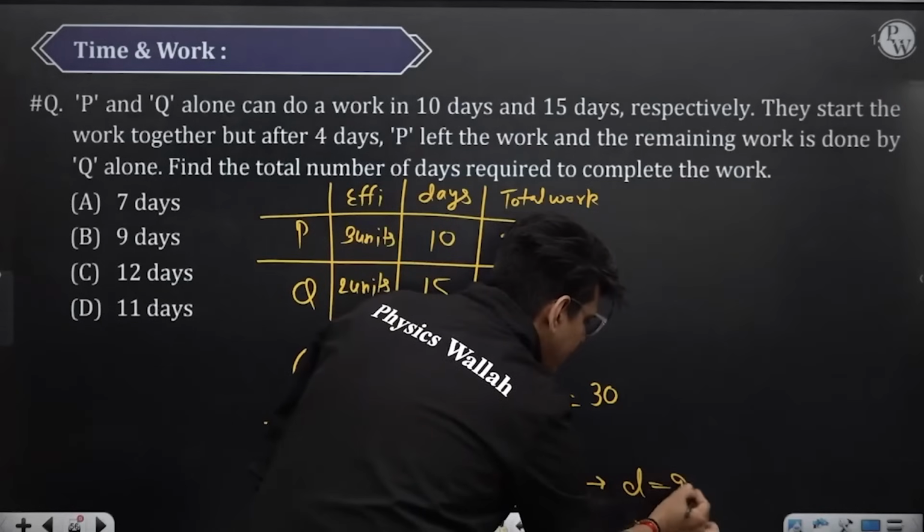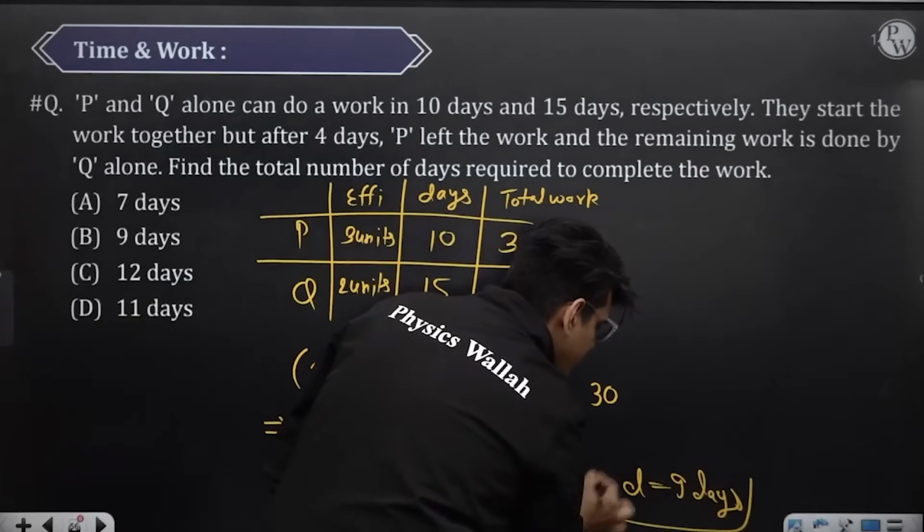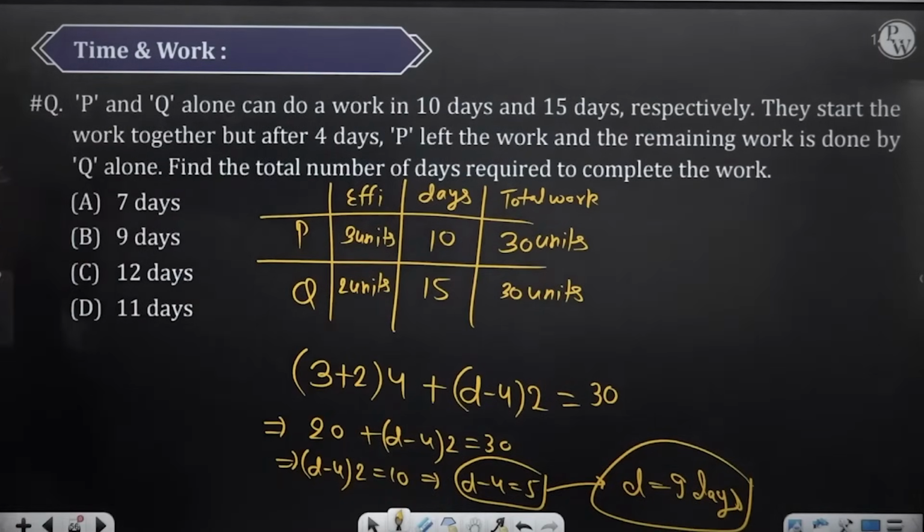D equals 9 days. Total work will be completed in 9 days. So the answer is B. Option B, 9 days. Okay.